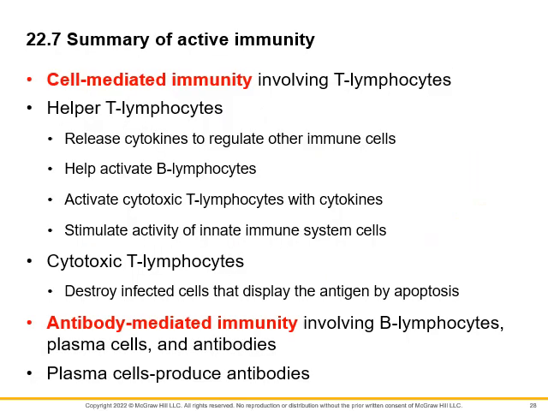So we have cell-mediated immunity. This is T lymphocytes. We have helper T cells. We have cytotoxic T cells. And then we have antibody-mediated immunity, and that involves B cells, which are going to become memory cells, and then plasma cells, and the plasma cells actually produce the antibodies.